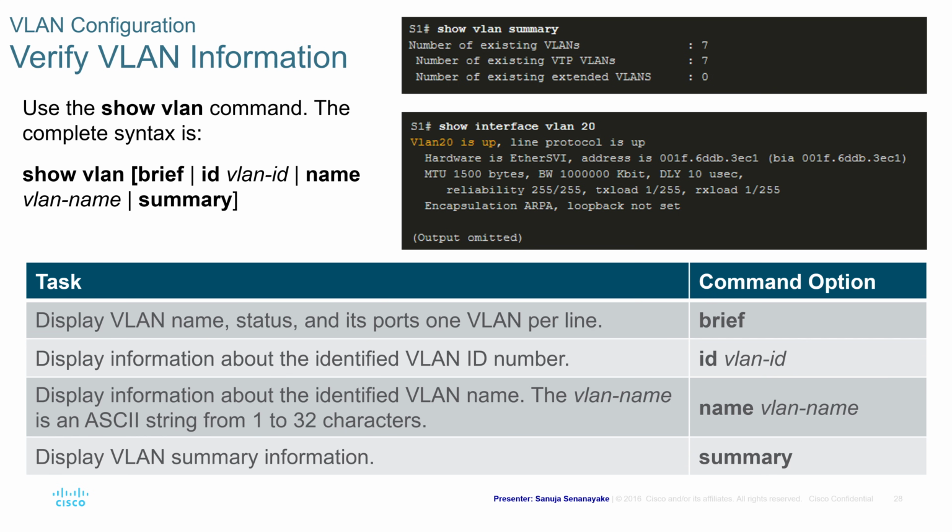And show vlan summary. If you enter the show vlan command and then the summary option, that will display the VLAN summary information on your Cisco switches.